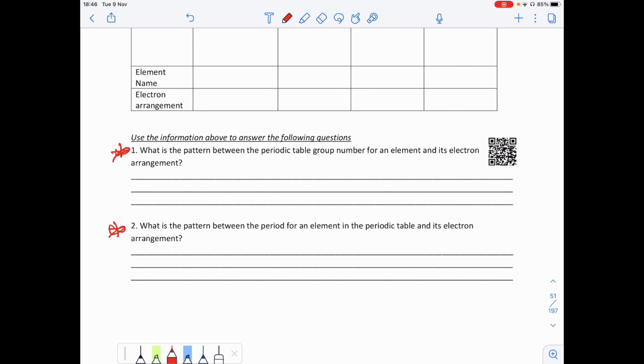Okay, so go back through your information you've got, and I want to know what is the pattern in group number and the electron arrangement, and what is the pattern between the period the element is in and its electron arrangement. And see in this space if you could jot down 2 rules for those questions.